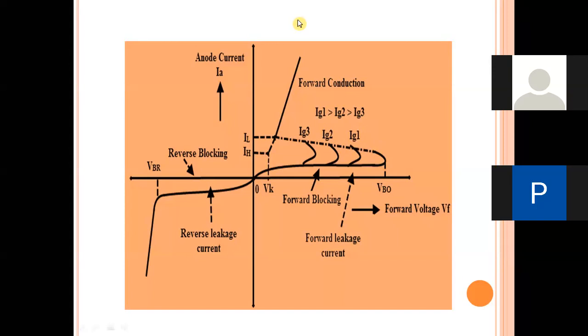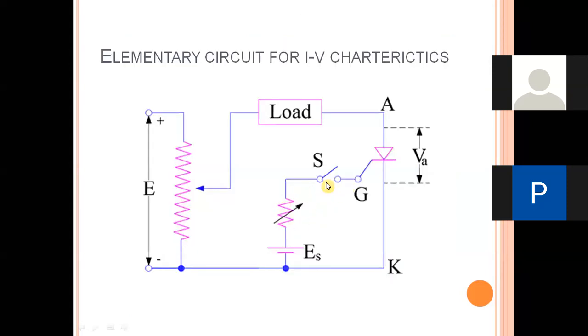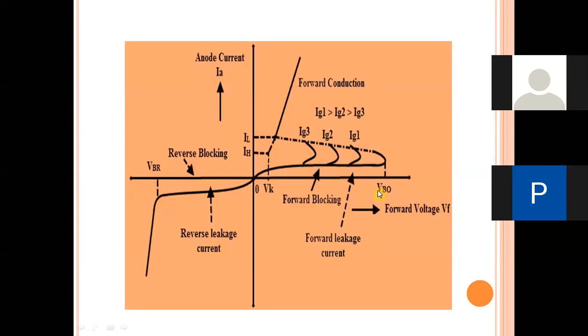Suppose Ig1 is 10 milliamps, Ig2 is 15 milliamps, and Ig3 is 20 milliamps. So if 10 milliamps of current is provided by closing the switch to the gate terminal, along with that the forward voltage is increased gradually in steps of 5, in steps of 10, 20, 30, like that. At a desired instant, the device comes to the conduction. That particular thing is considered to be the forward conduction provided by the gate signal.